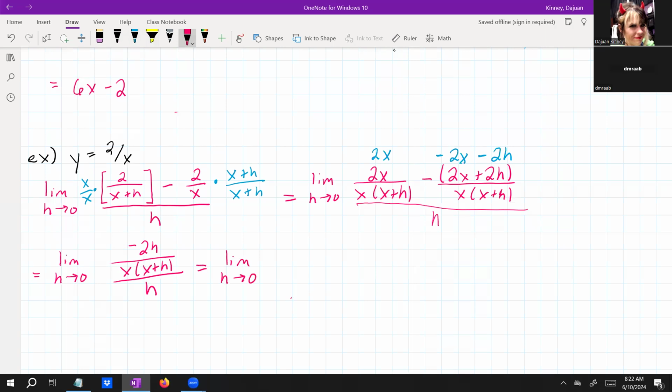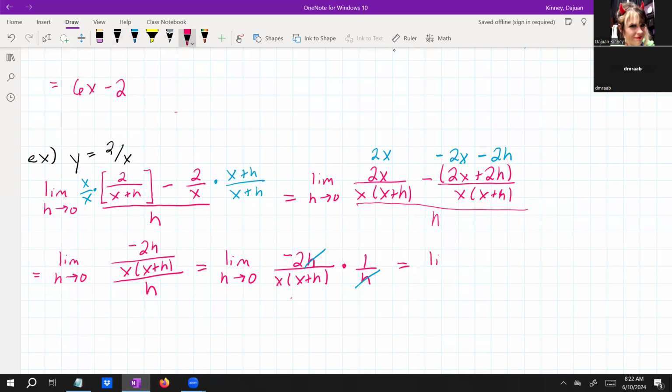Okay. So when we divide by something, that's multiplying by its fraction, so this turns into negative 2h over x times x plus h, times 1 over h. That's much nicer. So now our goal is always to get rid of that h in the denominator. Boom, we have. Now if we plug in a 0, it doesn't matter. It's not going to hurt us.